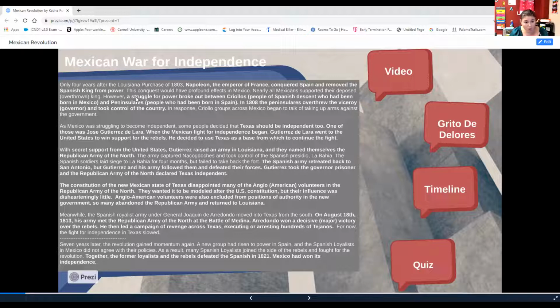If you remember about the Creoles and the Peneculares, the Peneculares come from Spain, so they love their king. And the Creoles have a really good life inside of Mexico, so they really don't want the king to leave. So something really important to put down in your notes would be that right here, a struggle of power broke out between the Creoles and the Peneculares.